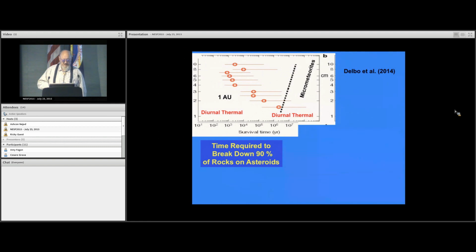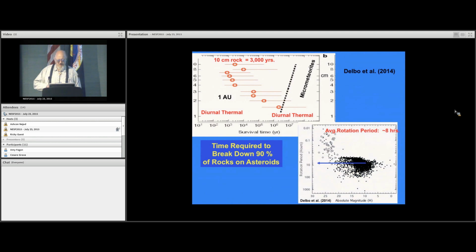You see, this is by Delbo up here, and what you're seeing is that on the x-axis we have time, and on the y-axis we have size, and you'll see that a 10-centimeter rock should be completely gone in 3,000 years. That means that there should be no big rocks on the moon. This is at 1 AU, okay? But there seems to be a problem between modeling and realism.